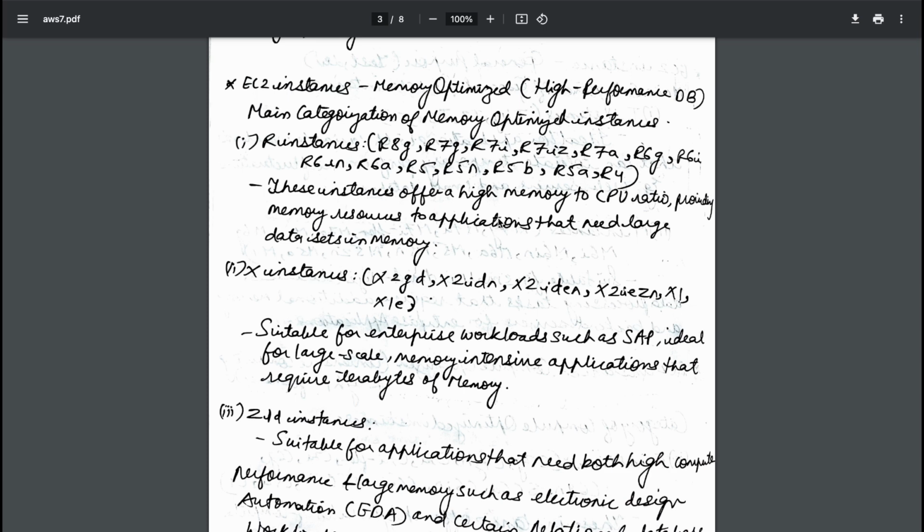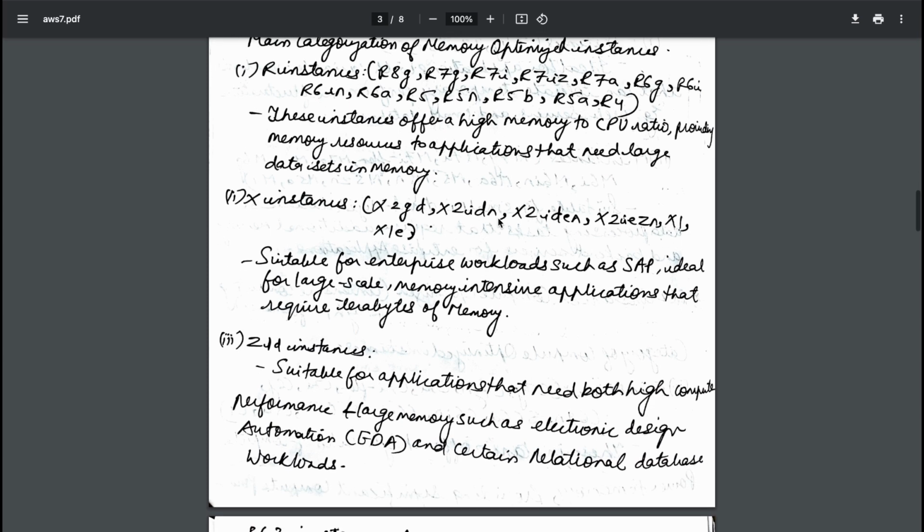So it is categorized into multiple instances. The first is R instance, which includes R8G, R7G, R7I, R7IZ, R7A, R6G, R6I, R6IN, R6A, R5, R5N, R5B, R5A, and R4. These instances offer a high memory to CPU ratio, providing memory resources to applications that need large data sets in memory. Okay, now let's move forward with X instances.